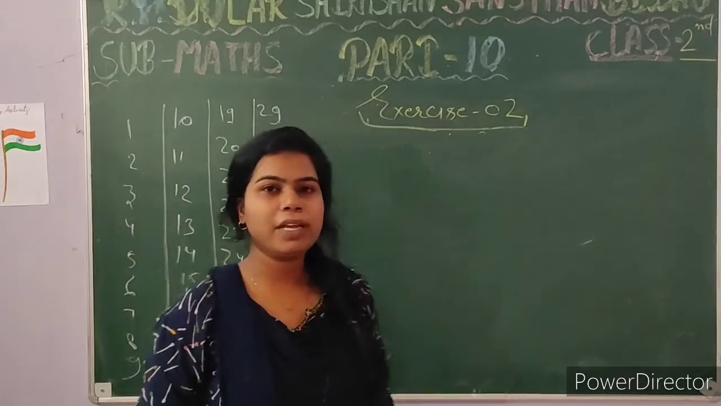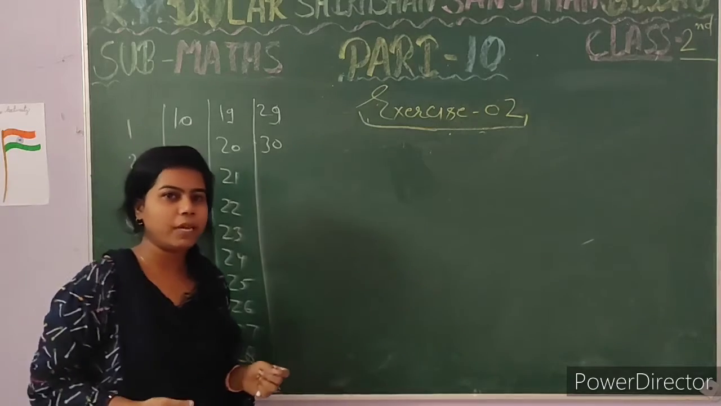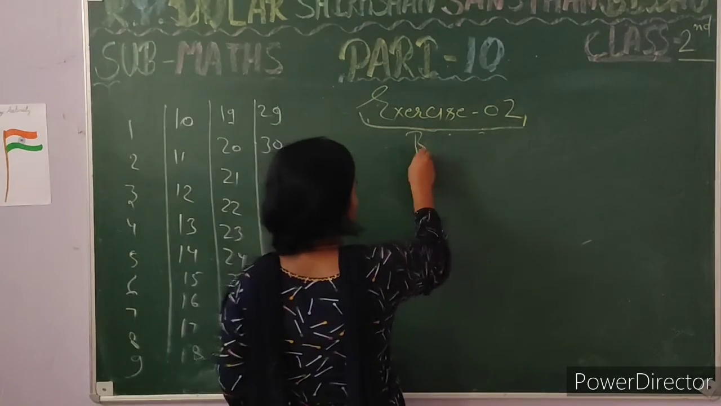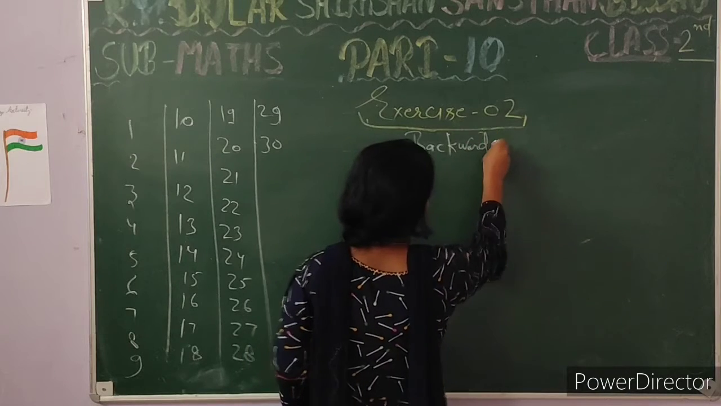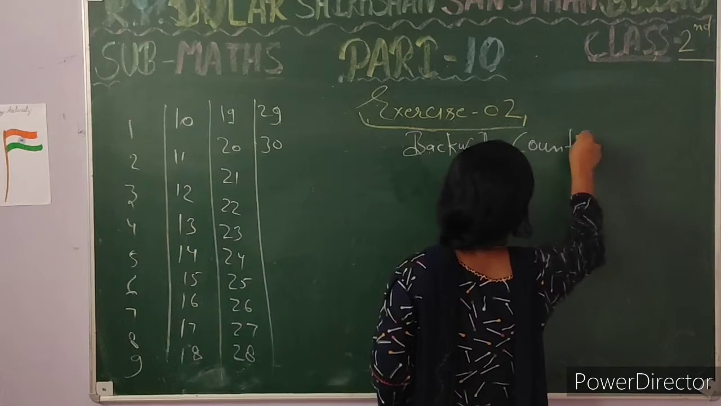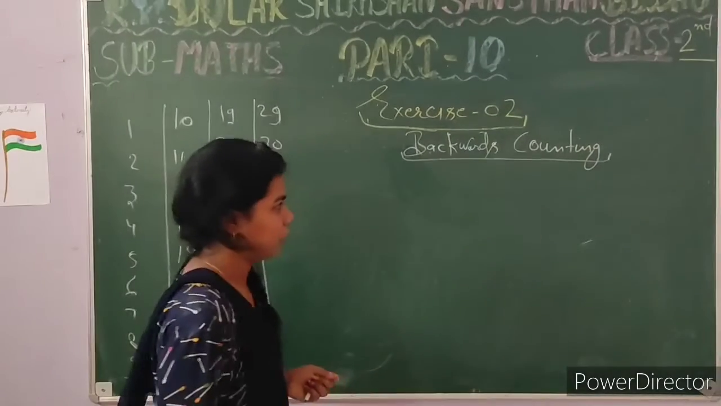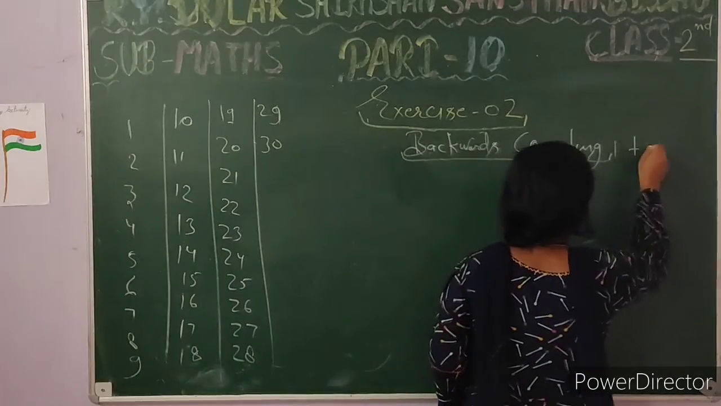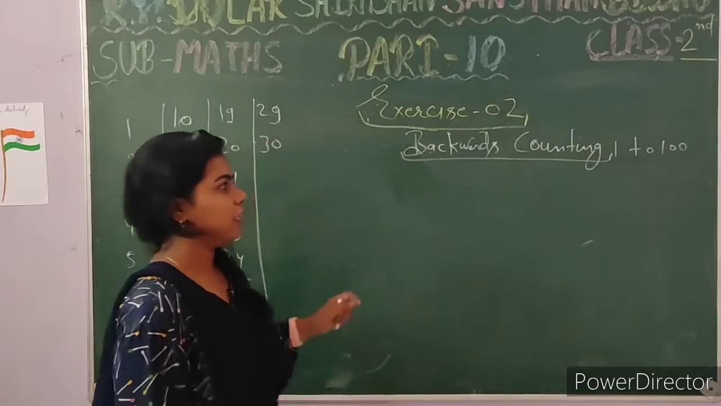Students, in today's class I tell you about the backward counting, how we write the backward counting. We can write here 1 to 100 also. How do we write the backward counting?